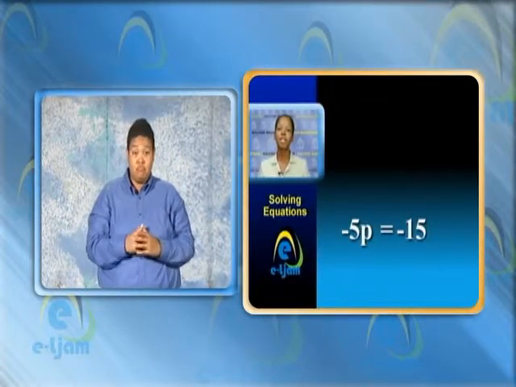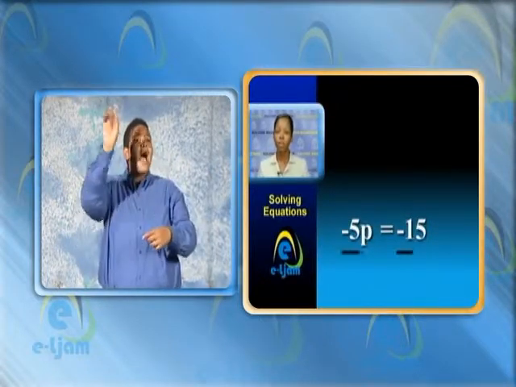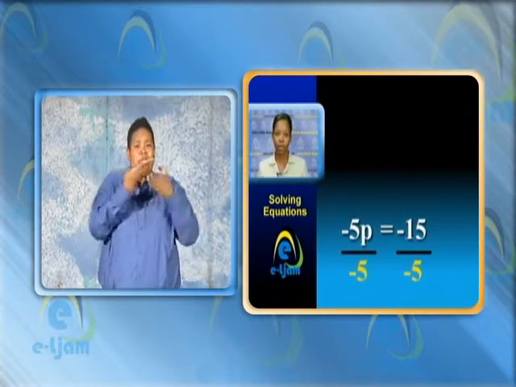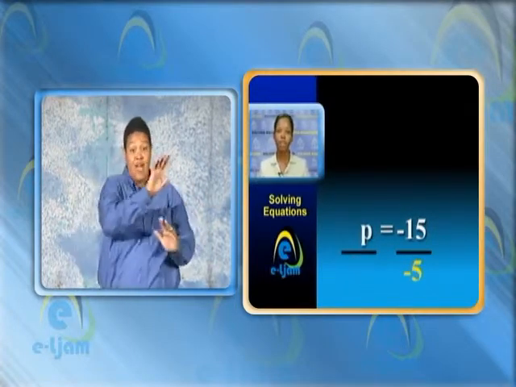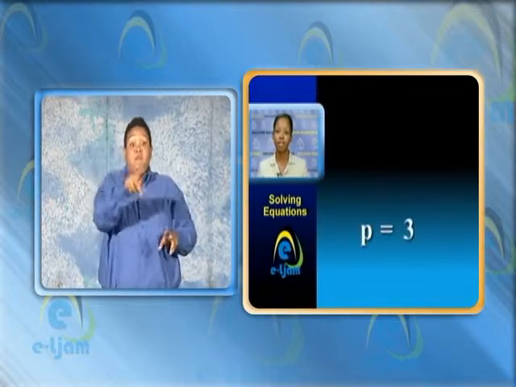Since our aim is to find the value of p, we divide both sides of the equation by negative 5 so that the value of p is 3.